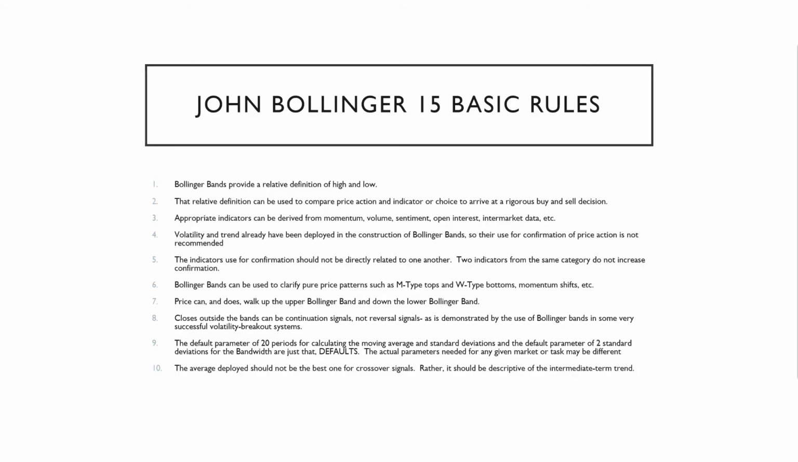Now, John Bollinger has 15 basic rules for his Bollinger Bands. Okay, and we're just going to go through them real quick. One, Bollinger Bands provide a relative definition of high and low, which is what we talked about. Two, that relative definition can be used to compare price action and indicator of choice to arrive at a rigorous buy and sell decision. So what he's saying is, do not use the bands solely on their own.